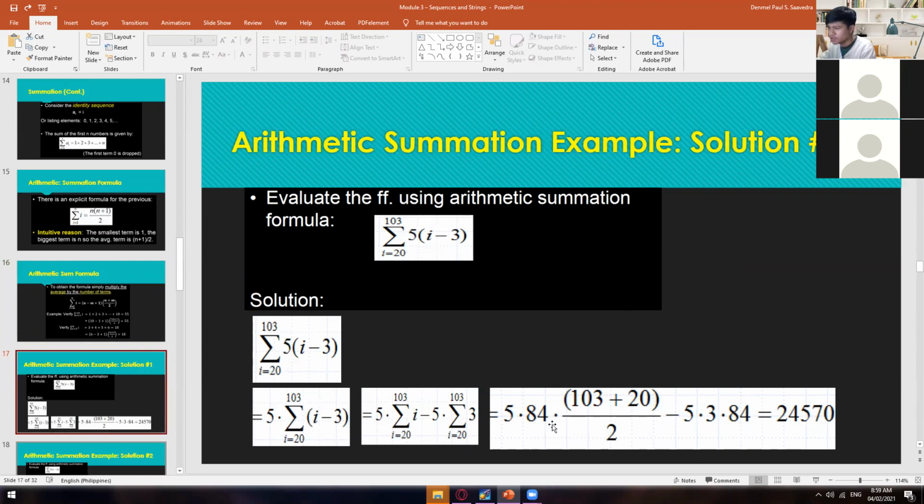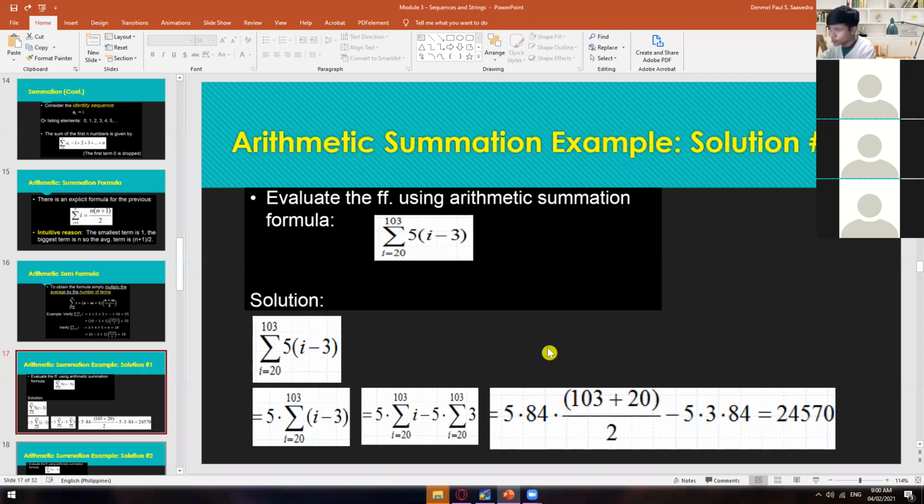Were you guys able to follow up to this point? Yes, sir. So where this 84 came from: this is the n minus m plus 1. Where this 103 plus 3 divided by 2 came from: this is the n plus m divided by 2. And then just keep on following this one. So minus 5 times the summation, wherein it's 84. In here, they just interchange. So times 84, and then the last one is times 3. If you're going to solve this one, you will get 24,570.